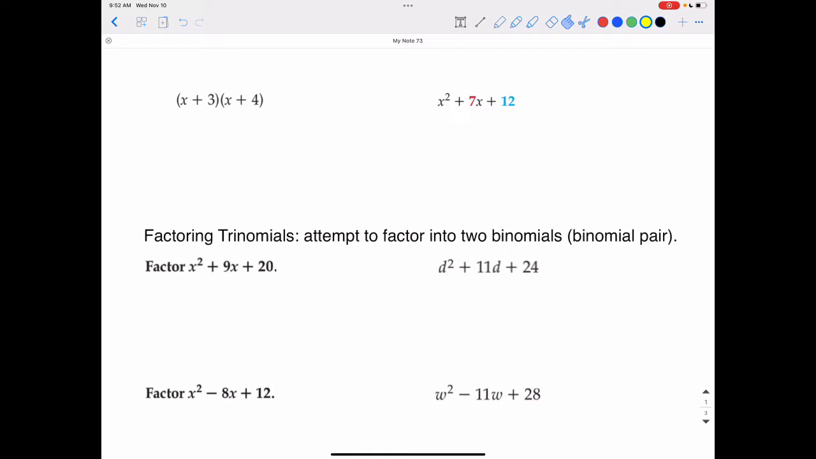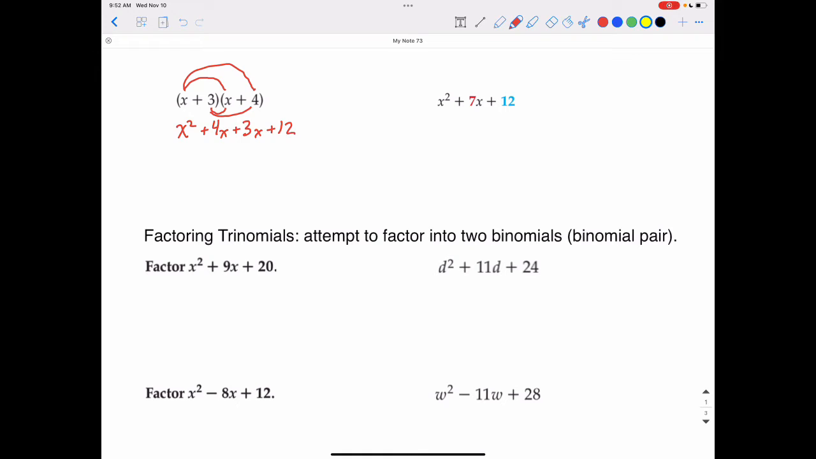Previously, we've multiplied binomials by using the distributive property. So if we have x plus 3 times x plus 4, you would take x times x, and that would be x squared. And then you would take x also times the 4, that would be 4x. And then 3 times x, that would be 3x. And then 3 times 4 would be 12.